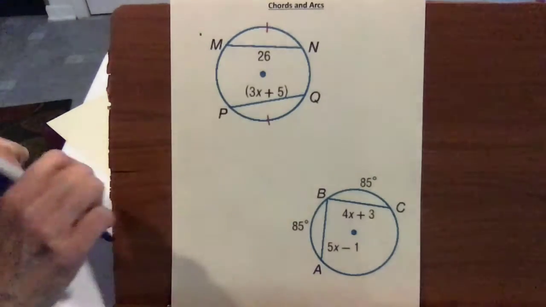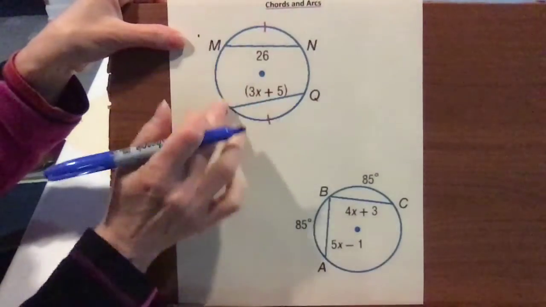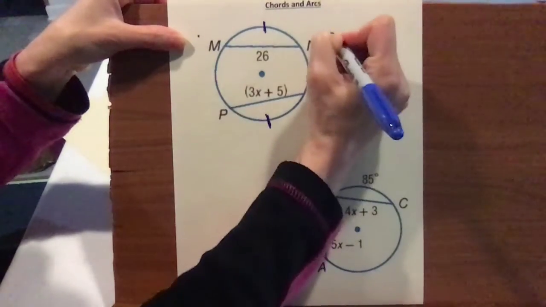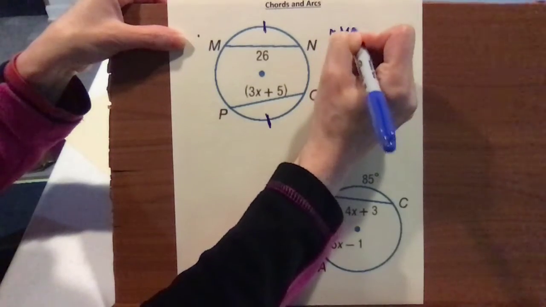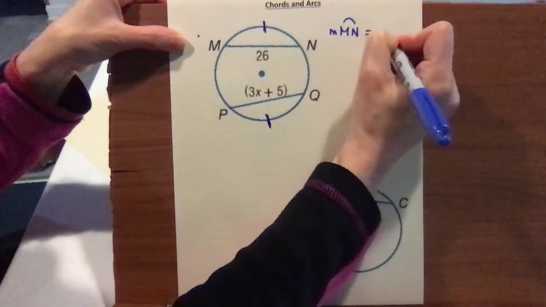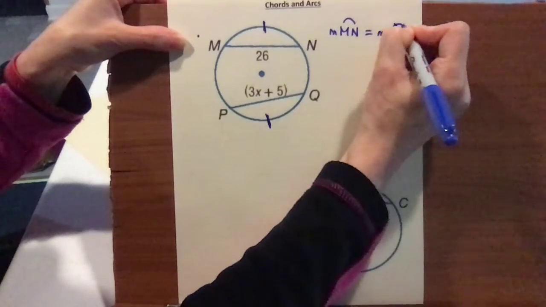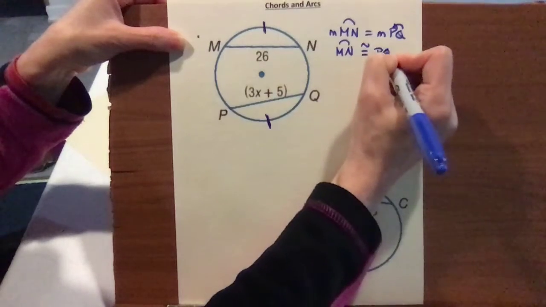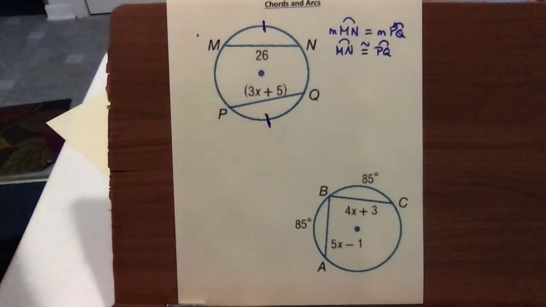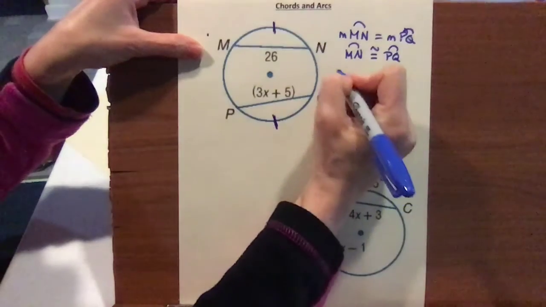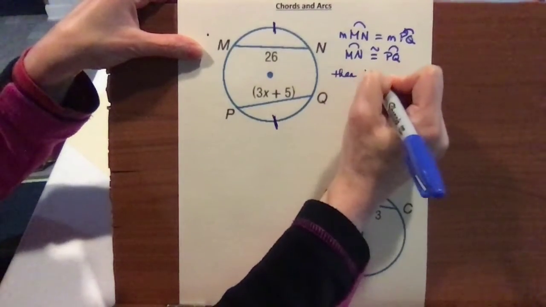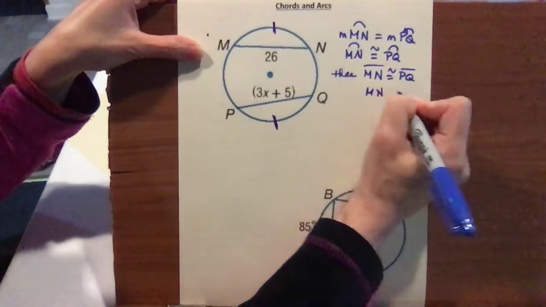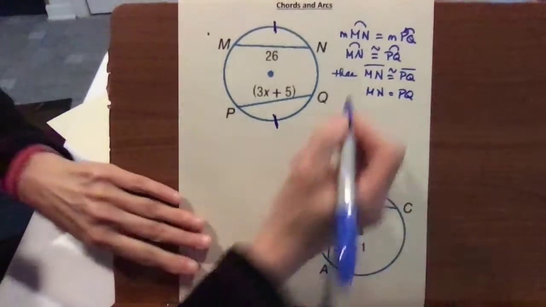What we have here is two arcs that are congruent. This is telling us that the measure of arc MN is equal to the measure of arc PQ, or you can say arc MN is congruent to arc PQ. Which means that our chords are congruent, which means their measures are equal. So we go right for it.